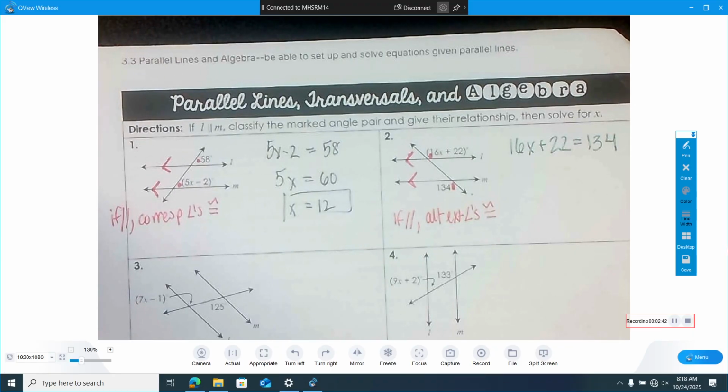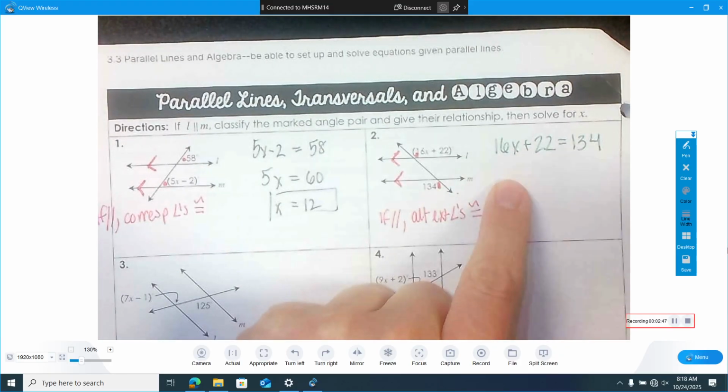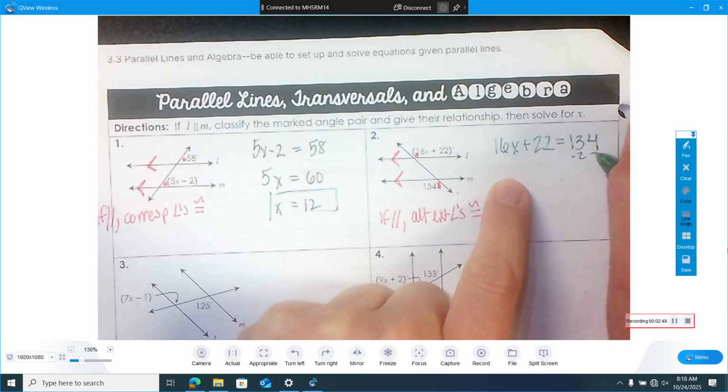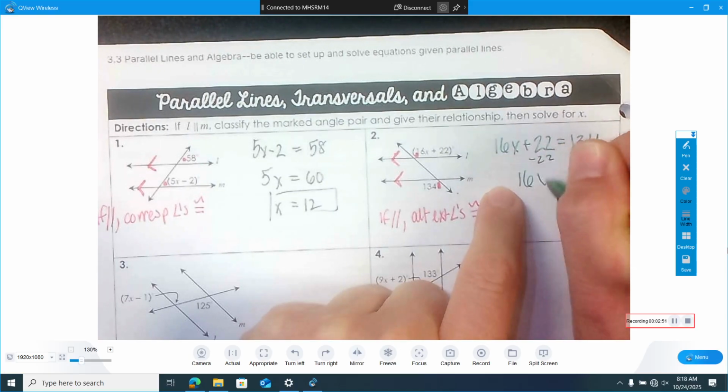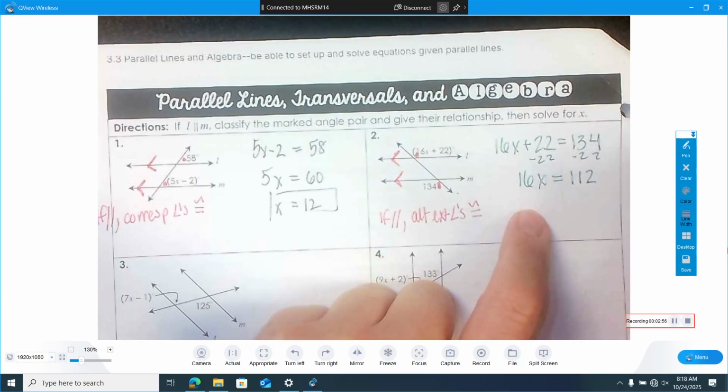Ladies and gentlemen, we do this like all year long. All right, what should we do first? Minus 22. All right, so I get 16x equals 112. And then divide by 16. We get x equals 7.